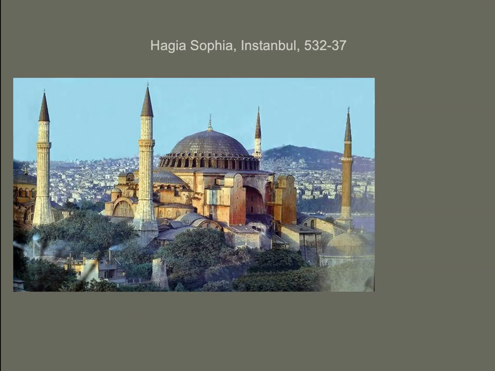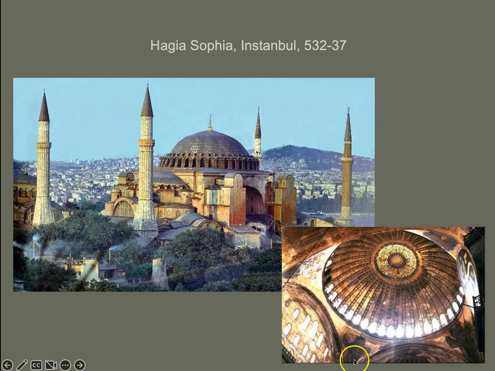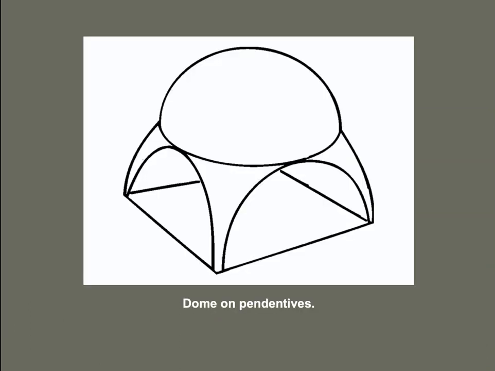Then we have Hagia Sophia. And this building you can see is a square building. So we actually need a transition between the round dome and the square building. And you can see those here. These are called pendentives. They're triangular shaped forms that are going to ease that transition between the dome and that square building. The minarets that you're seeing here, these towers, were actually added later when this was turned into a mosque. So here you can see a dome on pendentives.